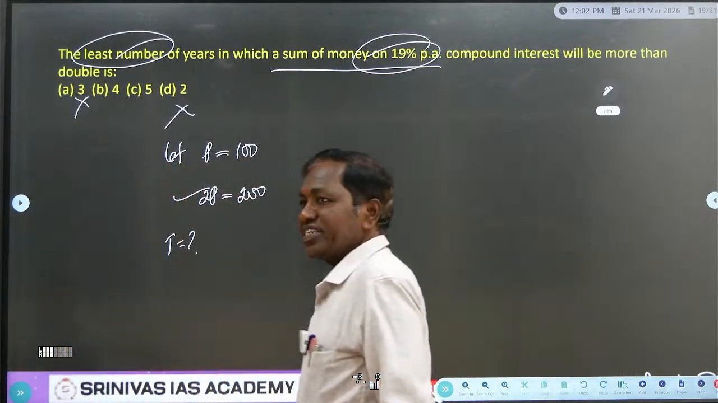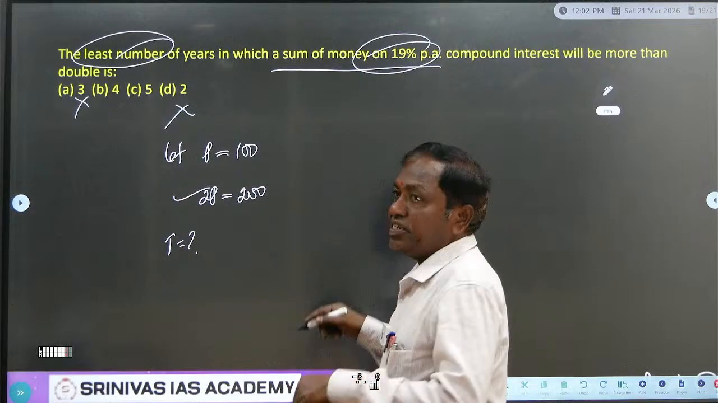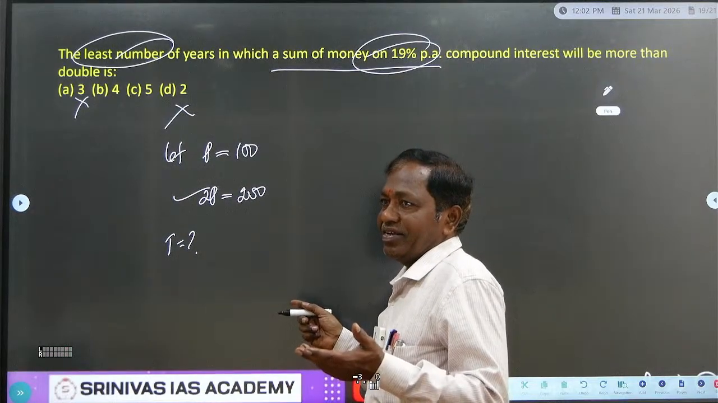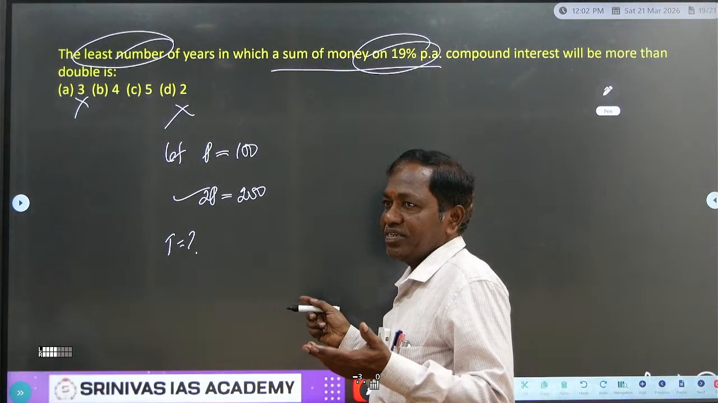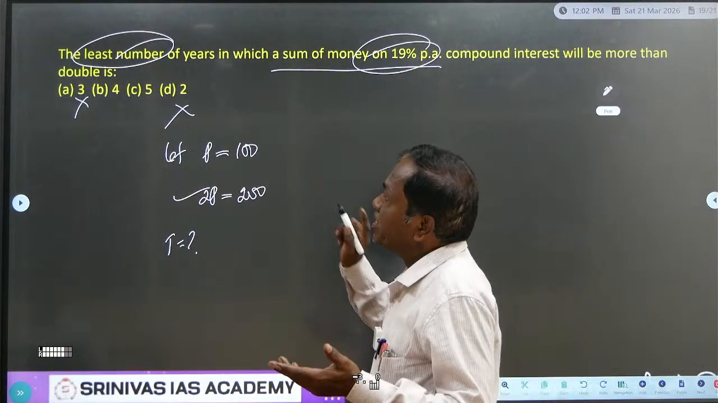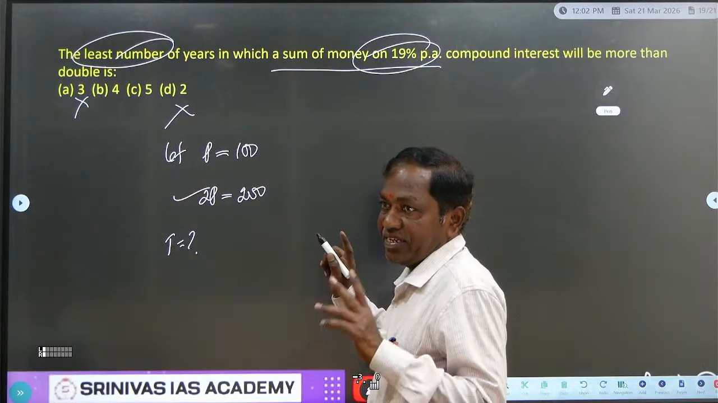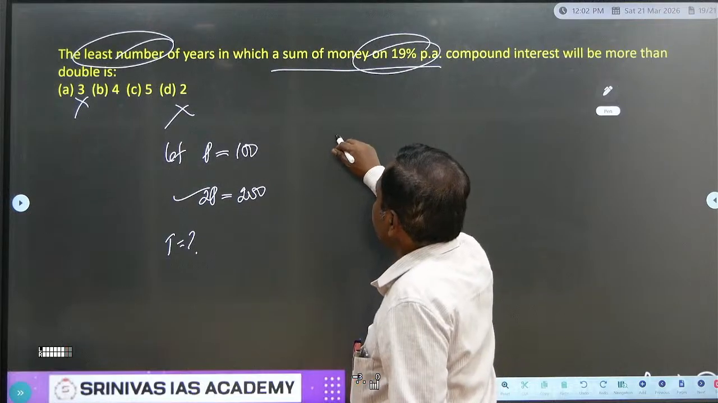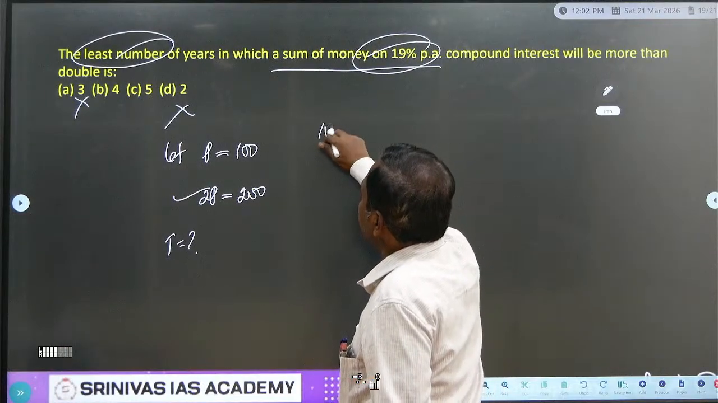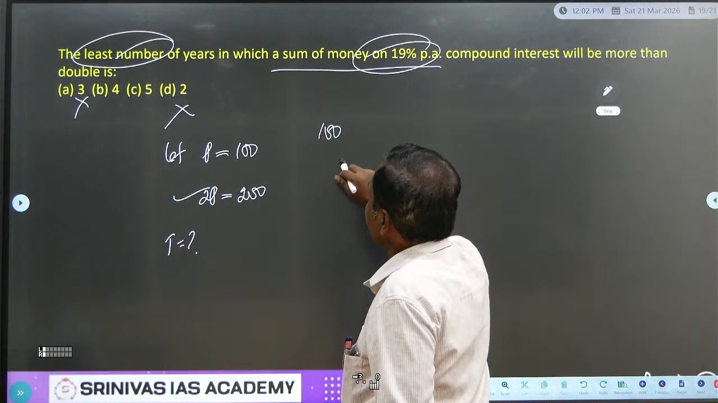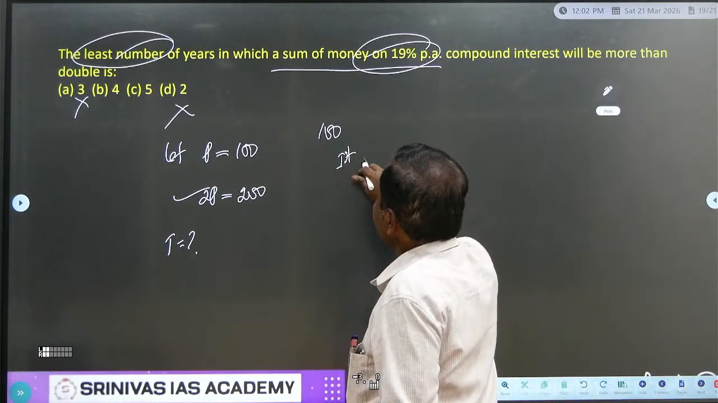But 4 years you can check. 19 into 4, how much? 76. It's compound interest, you can check that. First year, let us say the amount is 100 rupees. What is the first year's interest?